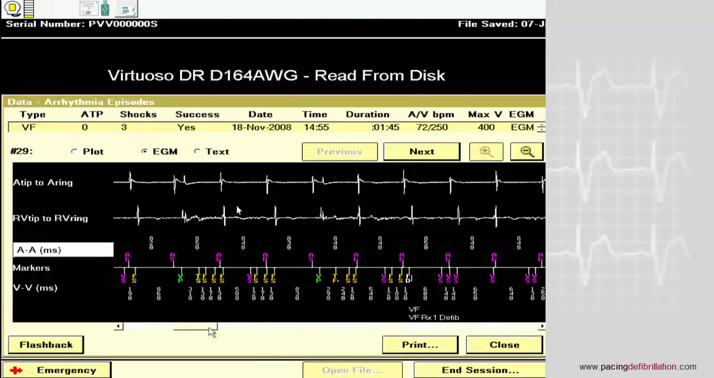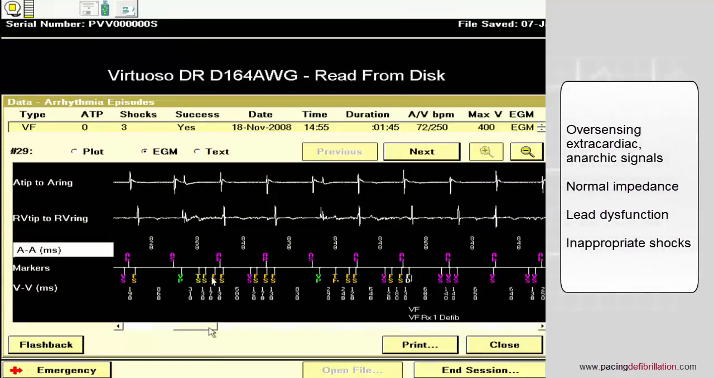If you look at the EGM, you can see the oversensing in the ventricular channel of anarchic, very fast, non-physiological signals. In this patient, there was a problem in the insulation of the ventricular leads with oversensing of pectoral myopotentials. The oversensing is intermittent with long cycles and also fast cycles.